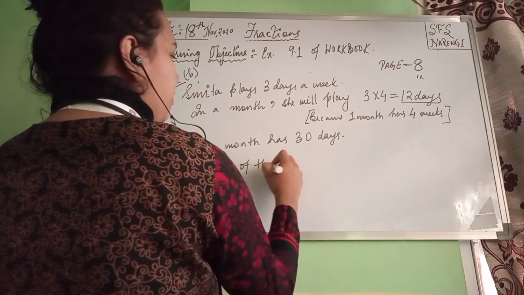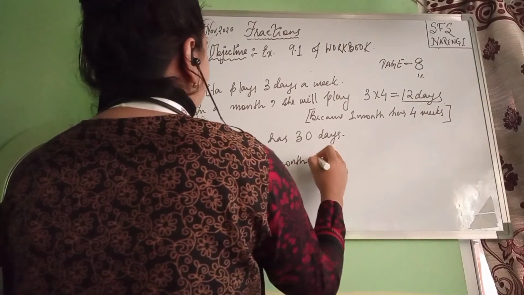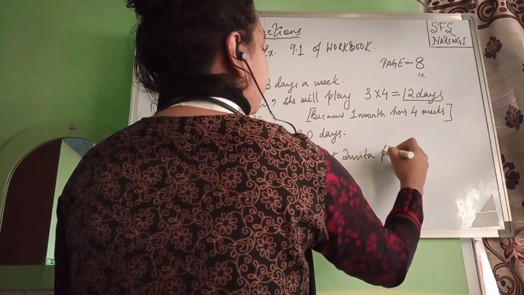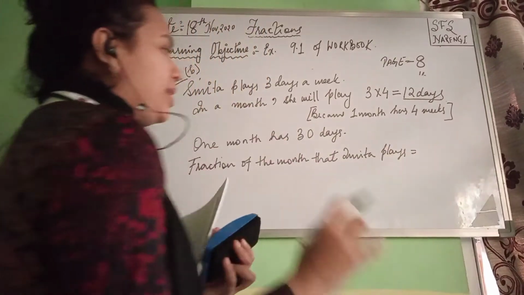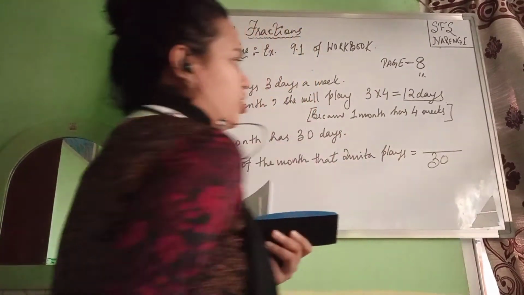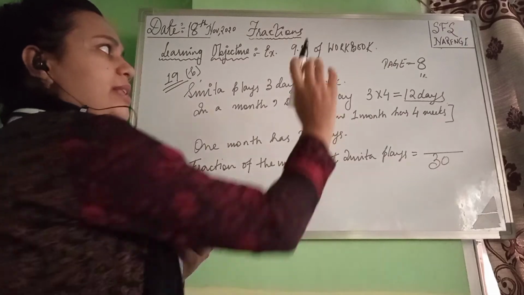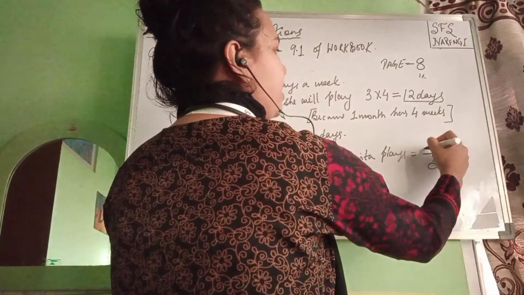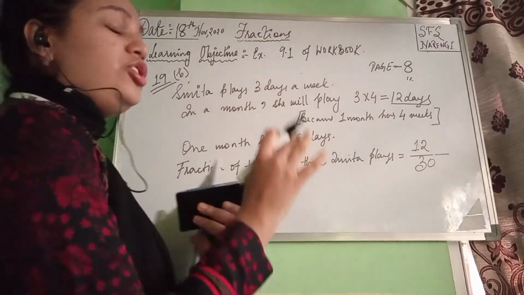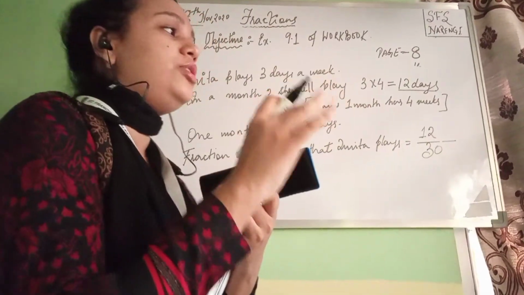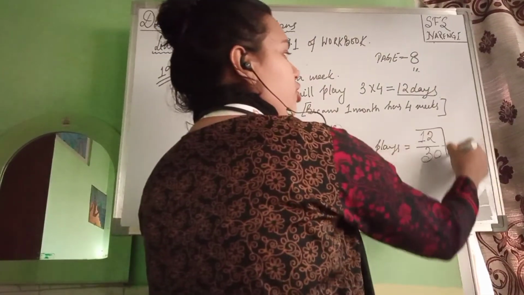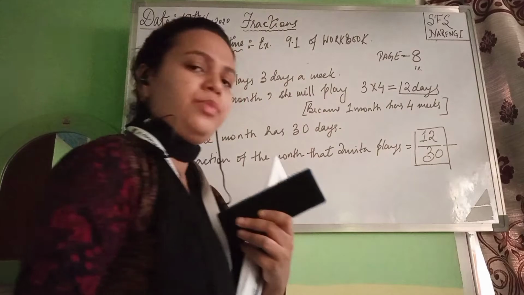of the month that Smita sings will be, how many days are there in a month? There are 30 days, right, children? And of those 30 days, how many days does she sing? She sings for 12 days, okay? In this question, see children, the fraction is not given. You have to find the fraction of days that Smita sings in a month. So the first fraction is 12/30, okay?